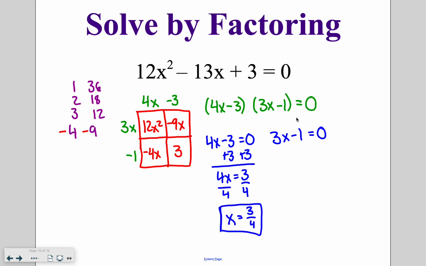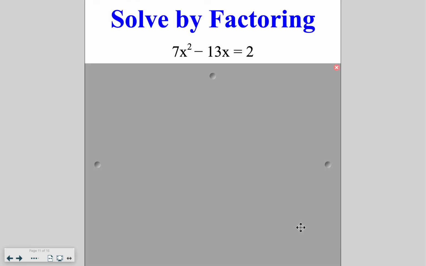When I solve the second one, I add 1 to both sides, and I end up with 3x equals 1. Dividing by 3, 1 can't be divided by 3, so once again, I end up with a fraction. Answer being x is equal to 1/3. Go ahead and try this one on your own.